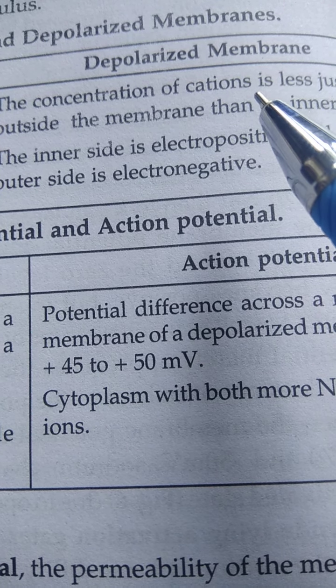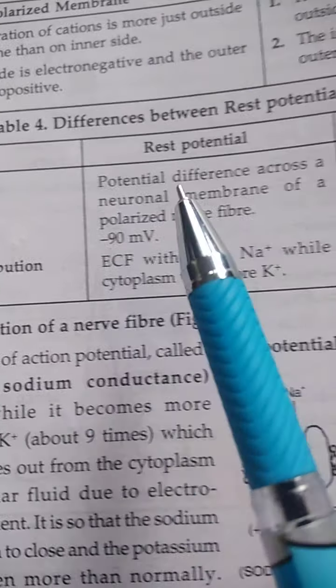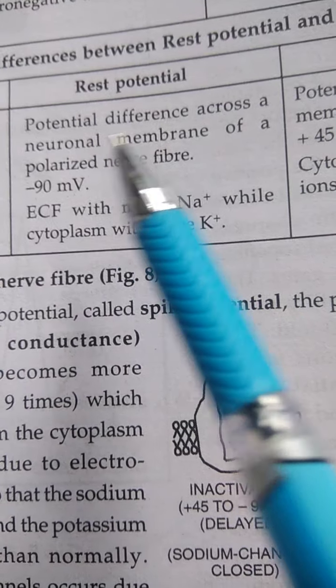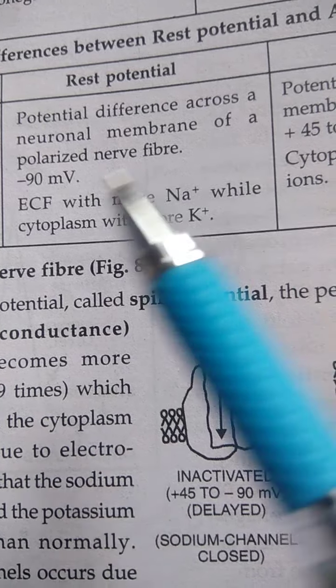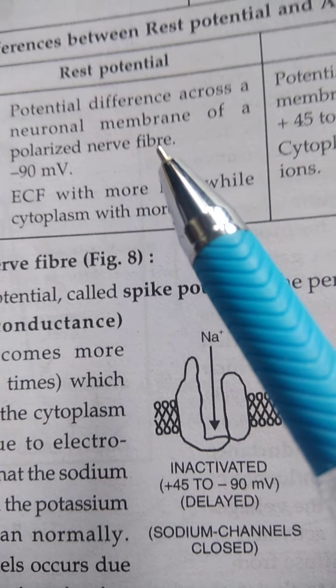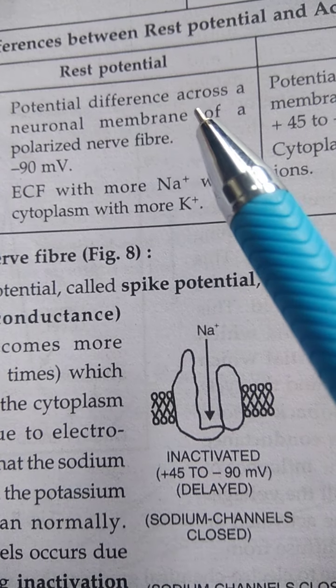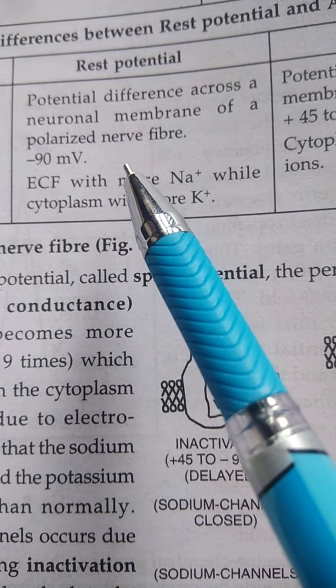Next, again there are differences given between the resting potential and the action potential, which we have done in detail. Again you can see the differences. How do we define the resting potential? Resting potential is a potential difference across a neuronal membrane of a polarized nerve fiber. That is the differential ionic concentration on the two sides of the nerve membrane, and this is minus 90 millivolts.